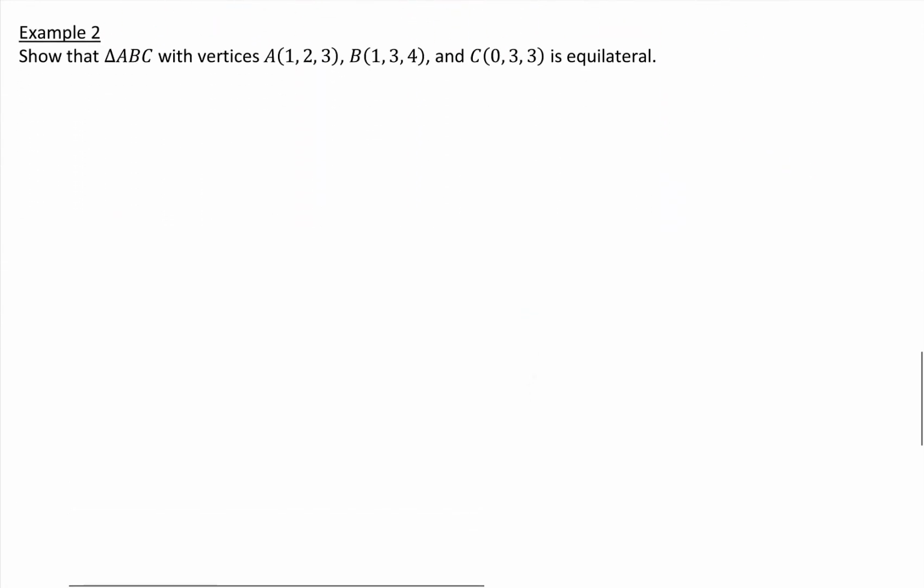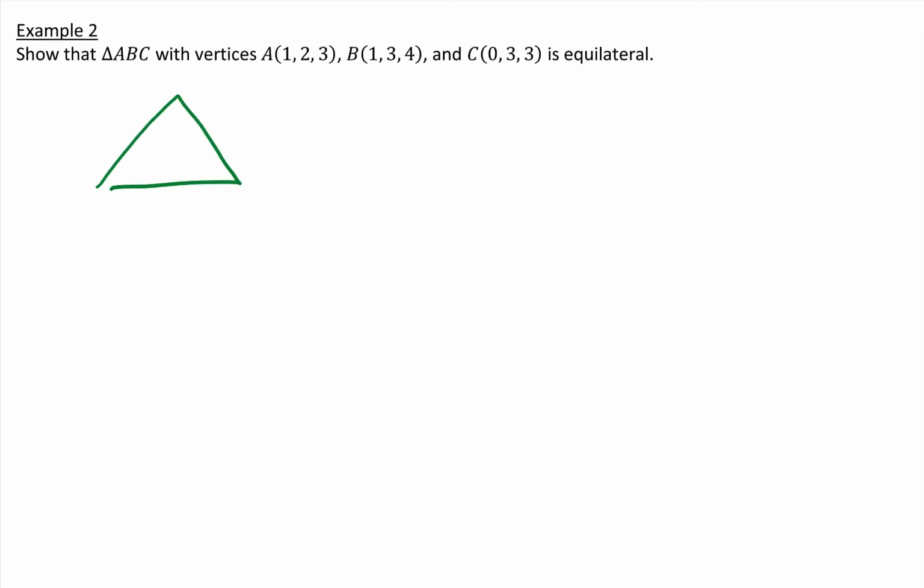Example 2. Show that the triangle ABC with the following vertices A(1, 2, 3), B(1, 3, 4), and C(0, 3, 3) represents an equilateral triangle. To represent an equilateral triangle, we know that all three sides of the triangle must be equal. So the magnitude of AB must equal the magnitude of BC must equal the magnitude of AC. And the quickest way to find the magnitudes in 3-space is to find those 3 vectors.